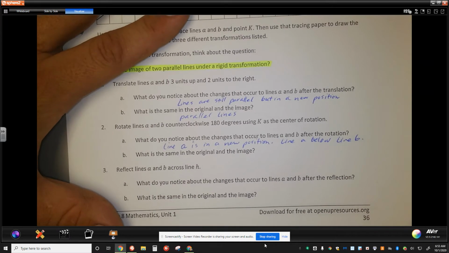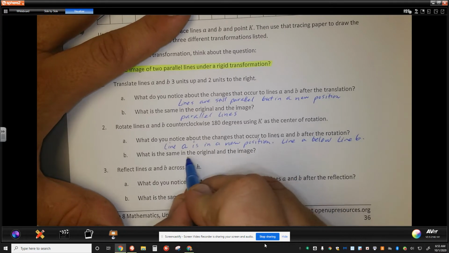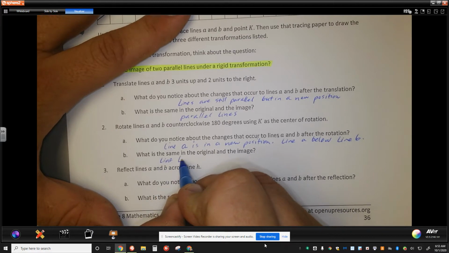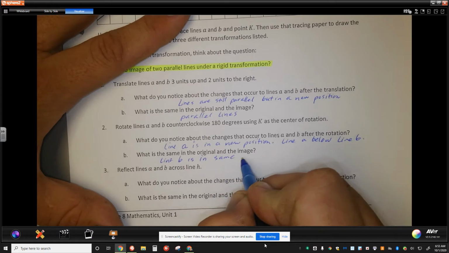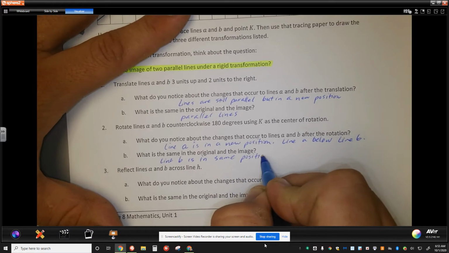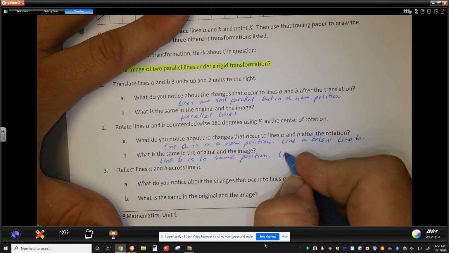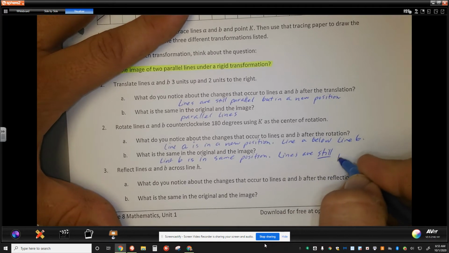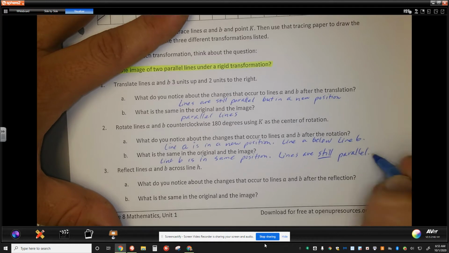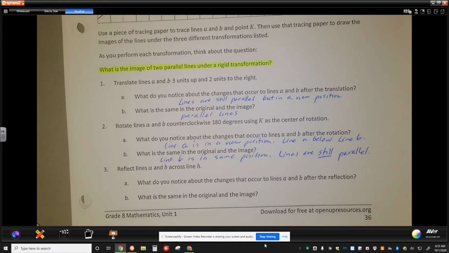But it says, what is the same in the original and the images? Well, line B is in the same spot, same position. And I think the bigger thing is the lines are still parallel. Hope you're going to catch on to a common theme here.